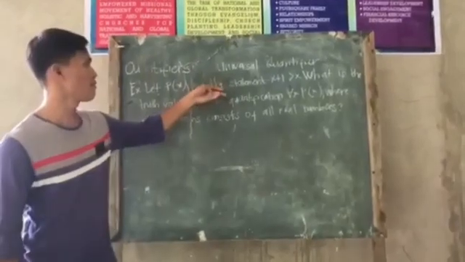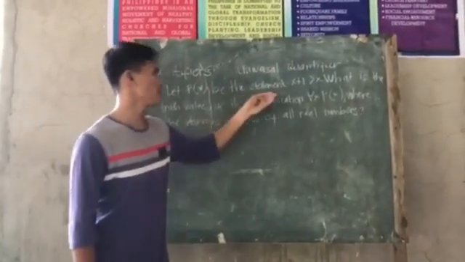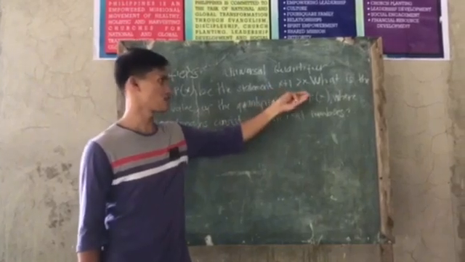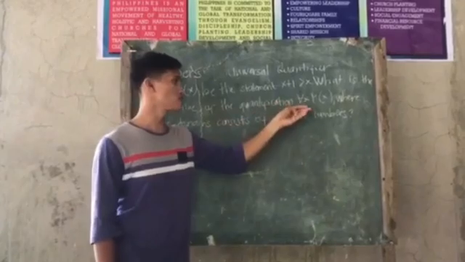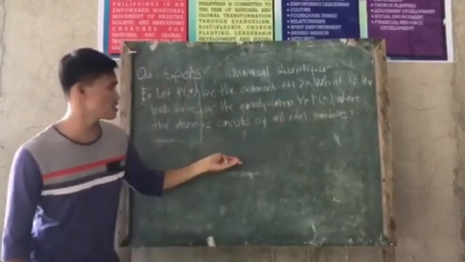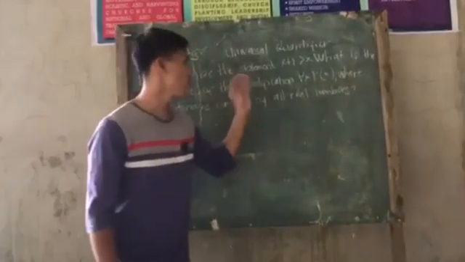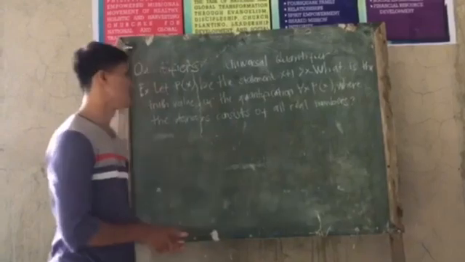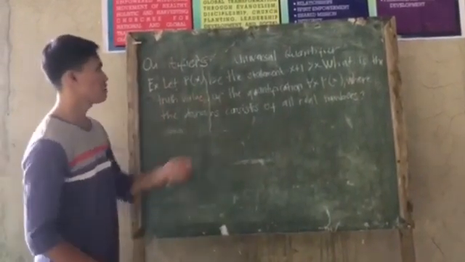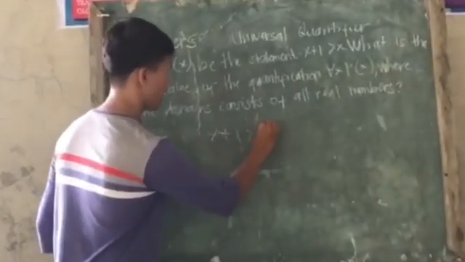So this is the example of the universal quantifier. Let P of x be the statement x plus 1 is greater than x. What is the truth value of the quantification for all x, P of x, where the domain consists of all real numbers? When we say all real numbers, we can use here 1, 2, 3, 4, and so on. So the statement says that x plus 1 is greater than x.